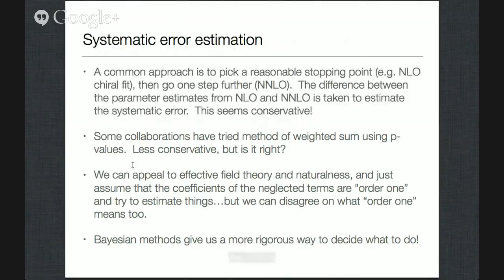People wrestle with this problem, and there are different ways to deal with it. A common approach is just to pick a reasonable stopping point, what you think is reasonable by looking at the data. For example, you have a chiral fit, you do it to next to leading order, and you drop all the higher terms. Then you go one step further, to next to next to leading order, redo the fit, and whatever difference you see between the higher order fit and your main one, the one you picked as your favorite, you take that to estimate the systematic error, even if they're equally good descriptions of the data.